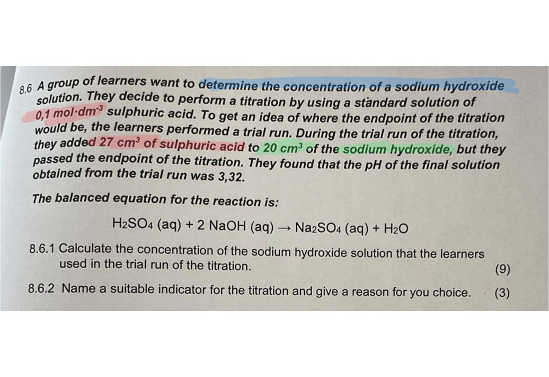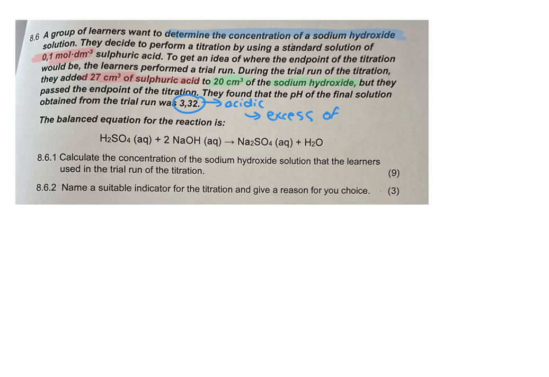Now that's very significant. This means that after the titration, this is an acidic pH, which means you have an excess of, so this means that there's an excess of hydronium. Beautiful. And then we have a balanced equation. Calculate the concentration of sodium hydroxide that they used in the trial run.